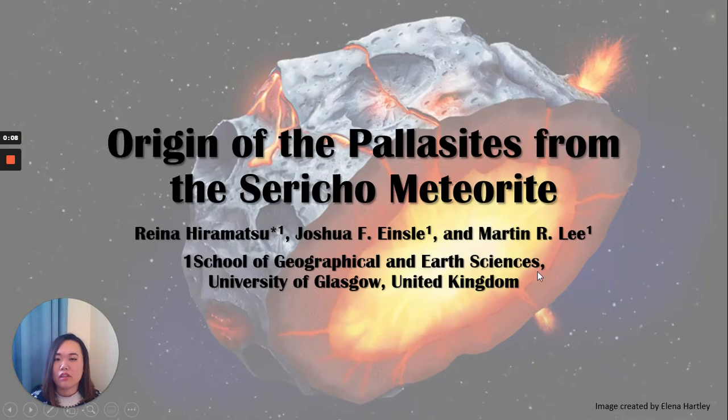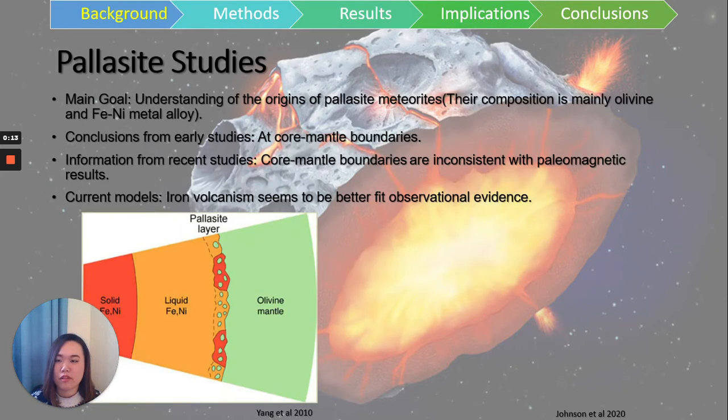Today I'm going to be talking about the origin of the pallasites from the Sericho meteorite. The main goal of pallasite studies is to understand the origin of pallasite meteorites. Because of the composition of the metal and olivines, people concluded that it must form at the core boundaries. However, recent paleomagnetic studies in pallasites show it is impossible to form at the core boundaries.